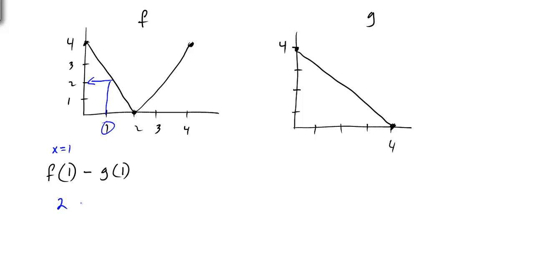And we do the same thing here with g of 1, except we go to function g, we locate where x is equal to 1, and then we go up on the graph, and once we hit the graph, we go over, and we find our y value is 3. So therefore, we have 2 minus 3, which equals a negative 1.